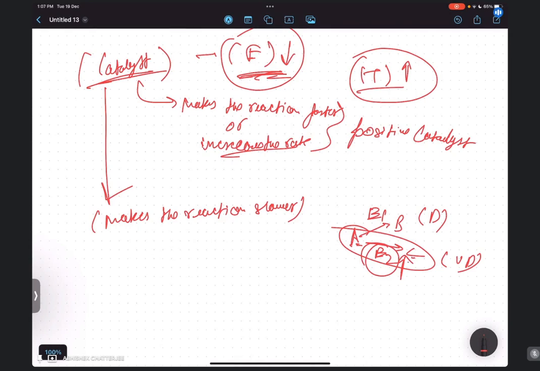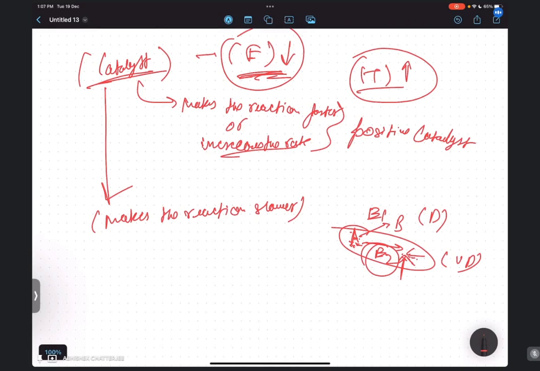Once it is increased, what will happen? This A to C reaction rate will be decreased. If this rate is decreased, what is this catalyst doing? This catalyst is actually decreasing the rate of this reaction, making this A to C reaction slower. It may have no effect on your A to B. Let it be A to B.